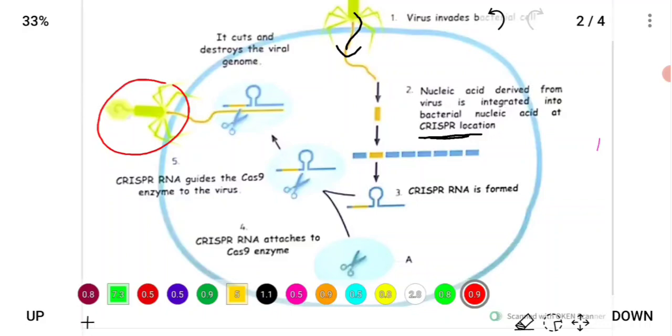When a new viral infection occurs, the bacteria will transcribe this stored viral DNA into a short RNA, and this RNA will be known as the CRISPR RNA. So the transcription occurs. This viral spacer will be transcribed into a short RNA sequence known as the CRISPR RNA. Now this CRISPR RNA contains the sequence that is complementary to this invading virus genetic material.